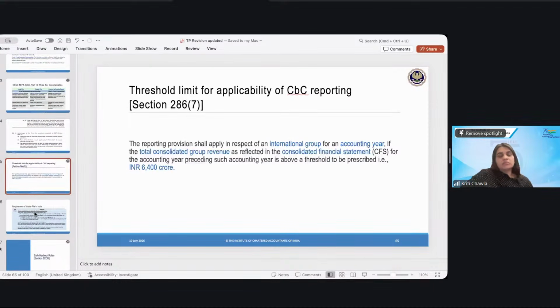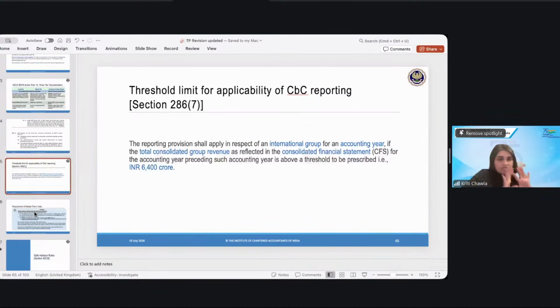Now, as far as documentation is concerned, there is also a threshold limit. There is a threshold limit for applicability of CBC reporting. This is coming from section 286 subsection 7. The reporting provision will apply in respect of an international group for an accounting year only if the total consolidated group revenue, which is reflected in the consolidated financial statements for the accounting year preceding such accounting year, is above a threshold which is 6,400 crore.